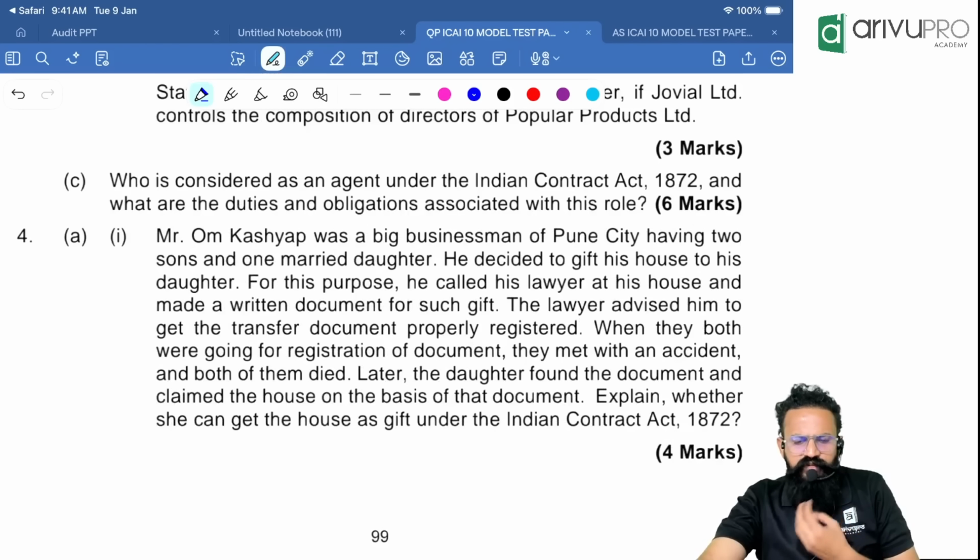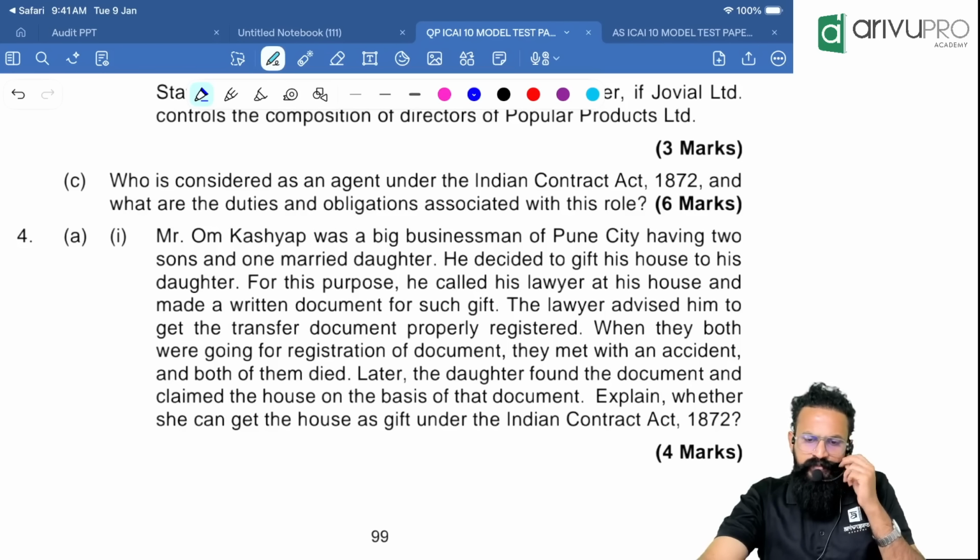Mr. Om Kashyap was a big businessman of Pune city having two sons and one married daughter. He decided to gift his house to his daughter. For this purpose, he called his lawyer at his house and made a written document for such gift. The lawyer advised him to get the transfer document properly registered. When they both were going for registration of document, they met with an accident and both of them died. Later, the daughter found the document and claimed the house on the basis of the document.